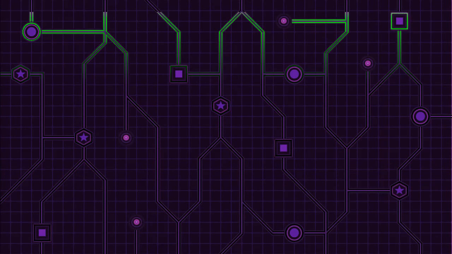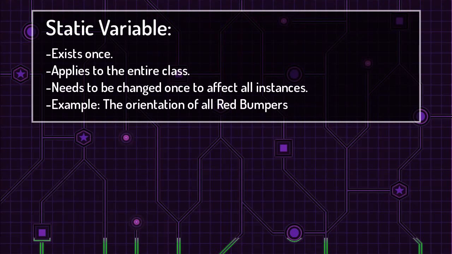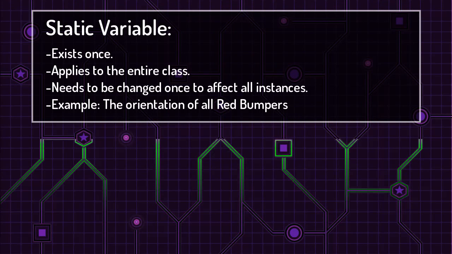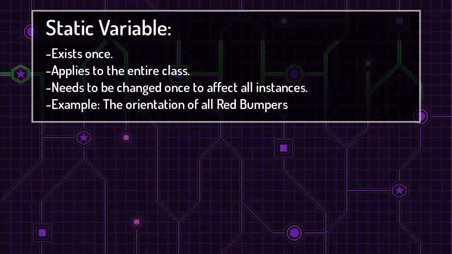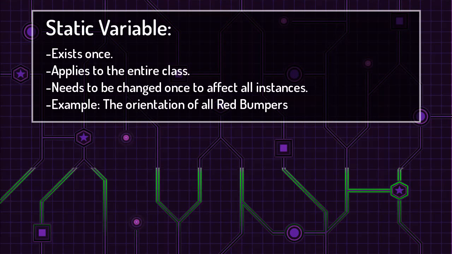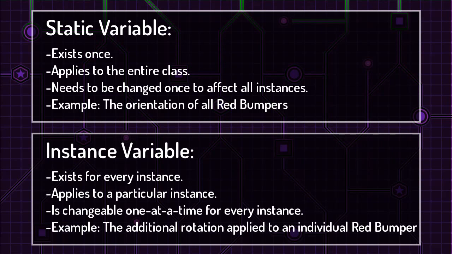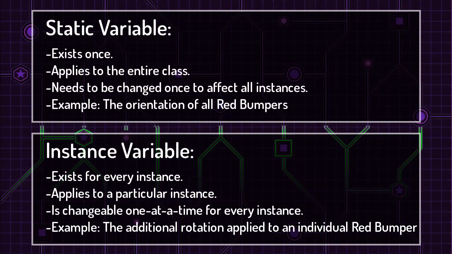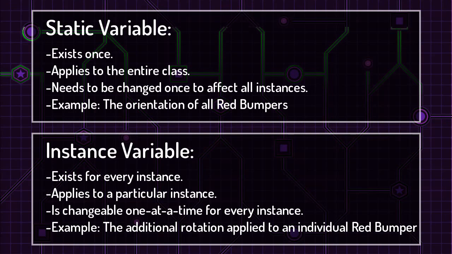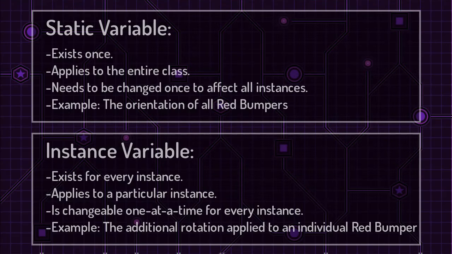So, just to summarize, a static variable exists once, but it applies to the entire class. It needs to be changed only once to affect all instances, and an example of this is the orientation of all red bumpers. An instance variable exists for every instance. The value of this variable applies only to one particular instance. Instance variables are changed one at a time for every instance, and an example of this is the additional rotation that's applied to an individual red bumper.